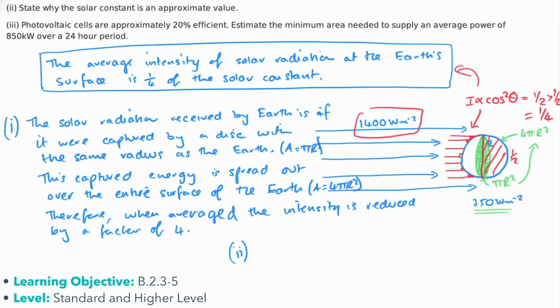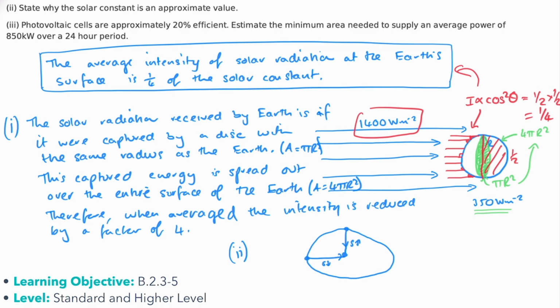State why the solar constant is an approximate value. Well, let's think about this. This is the Sun, this is the Earth, and the Earth orbits the Sun. But actually the Earth orbits the Sun in an elliptical shape rather than a circular shape. So sometimes the Earth is quite far away from the Sun, and that means the solar constant is less. And sometimes the Earth is quite close to the Sun, and that means the solar constant is greater.